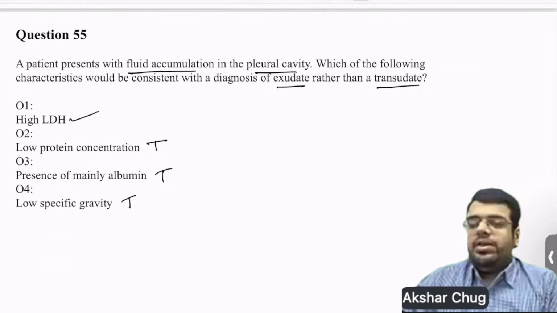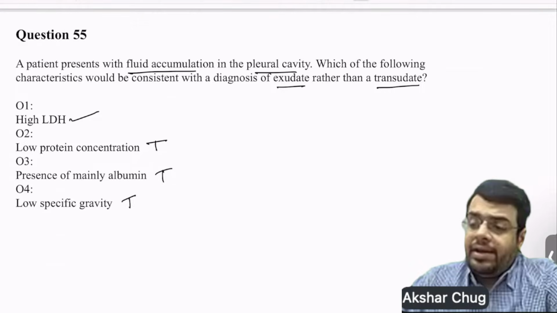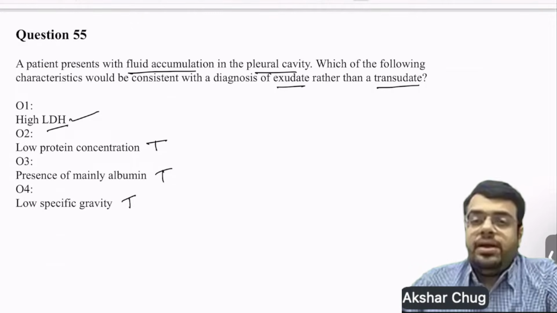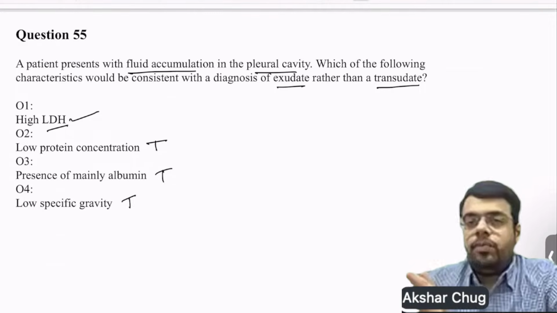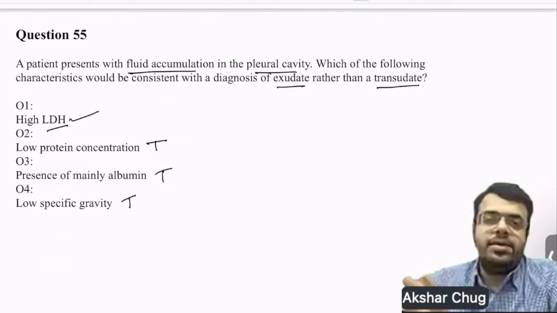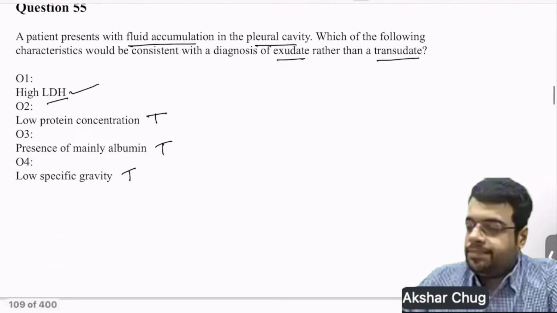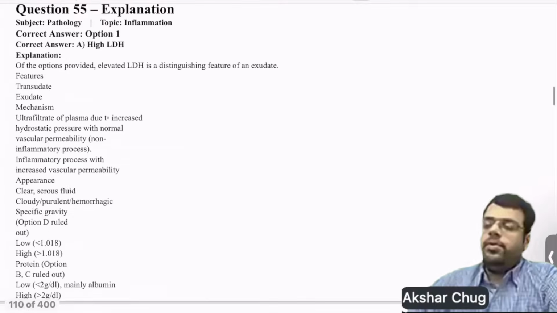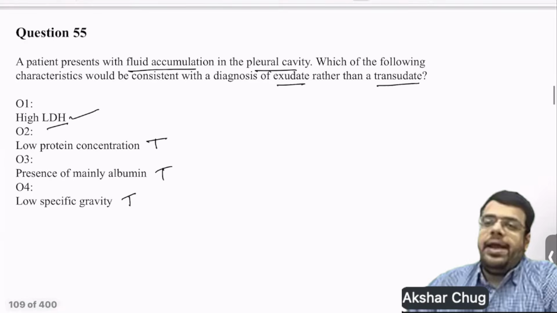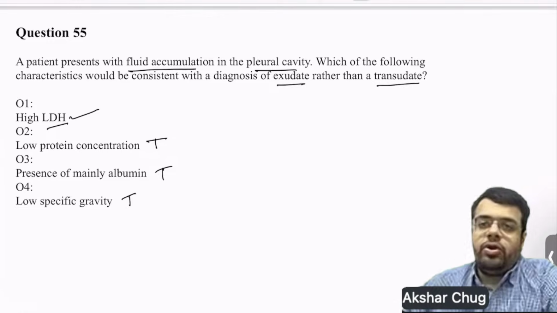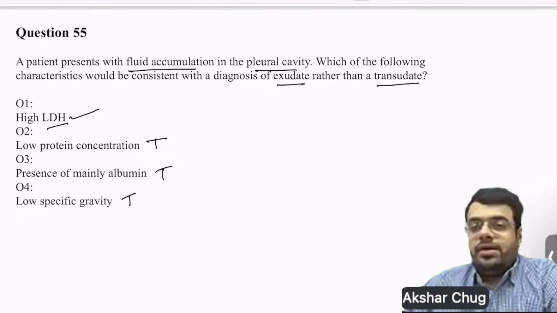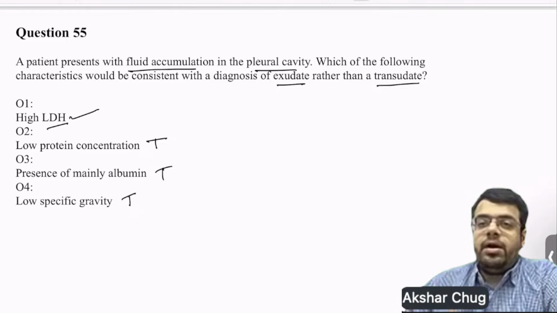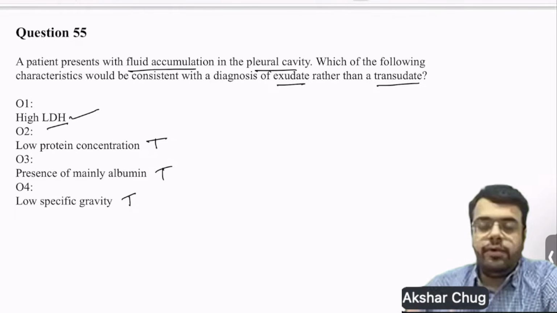So in Light's criteria, high LDH and high protein suggest the effusion to be exudative rather than a transudative one. The reasons for exudative effusion are malignancies or tuberculosis, and the reasons for transudative ones are non-inflammatory conditions in which there is serous fluid in the pleural cavity.